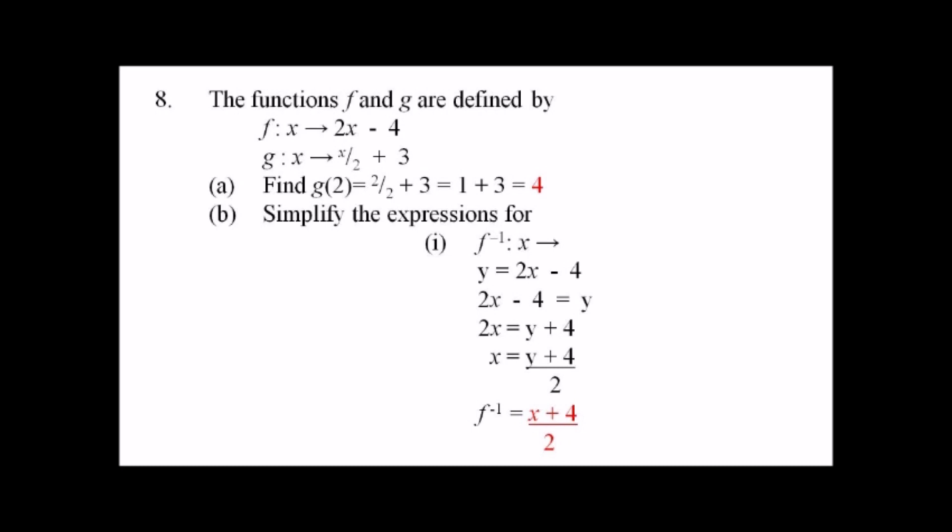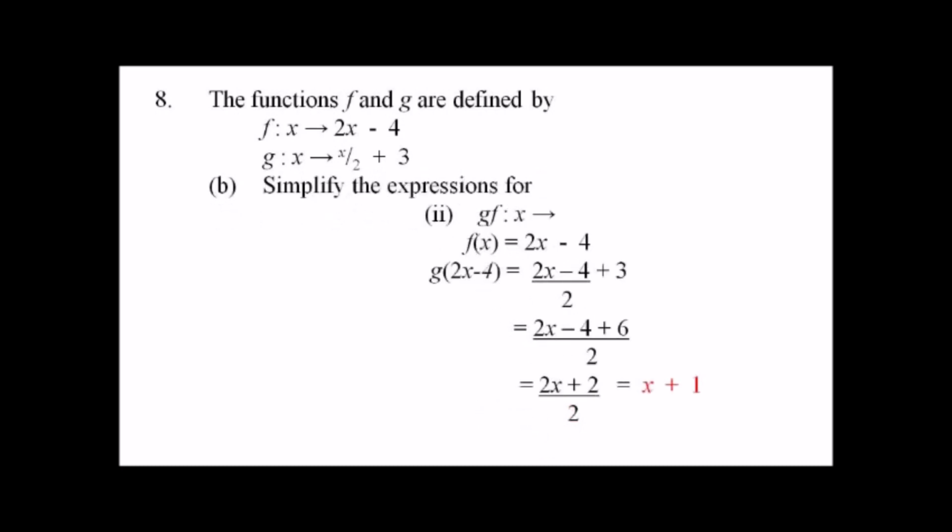So put y is equal to 2x minus 4. Put 2x minus 4 to the front, is equal to y. Finally, x would be y plus 4 over 2. Replace the y with the x. So f to the minus 1 is x plus 4 over 2. Final answer. And 8b, simplify the expression for gf of x, the composite function.